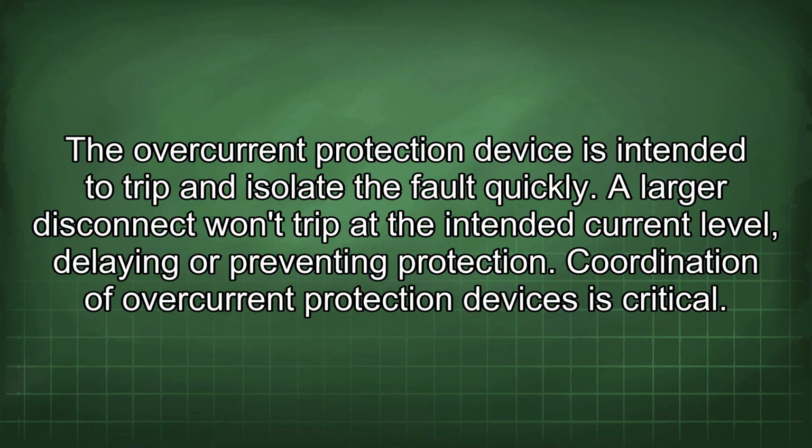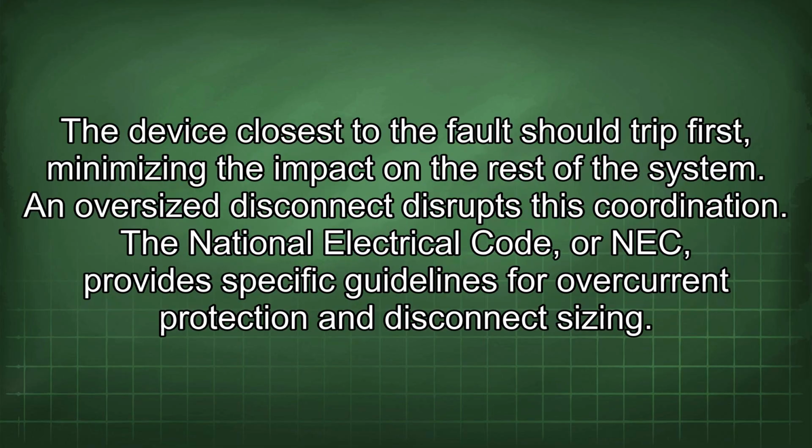The overcurrent protection device is intended to trip and isolate the fault quickly. A larger disconnect won't trip at the intended current level, delaying or preventing protection. Coordination of overcurrent protection devices is critical. The device closest to the fault should trip first, minimizing the impact on the rest of the system. An oversized disconnect disrupts this coordination.